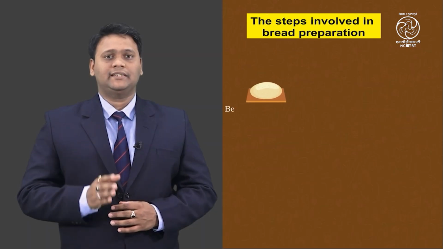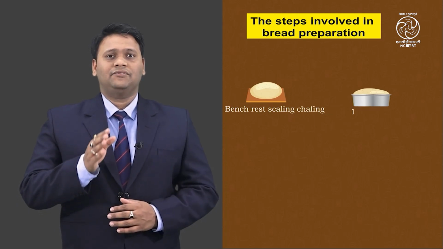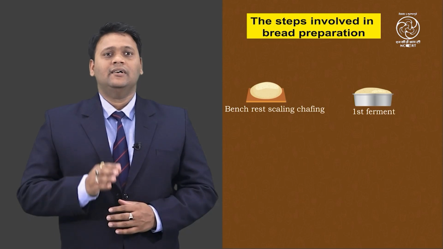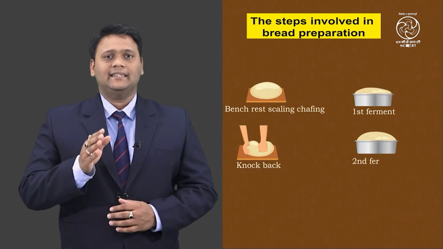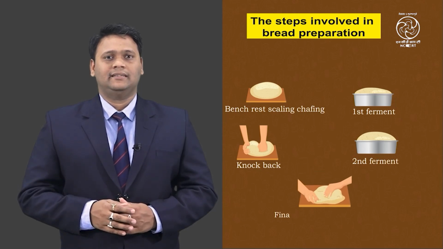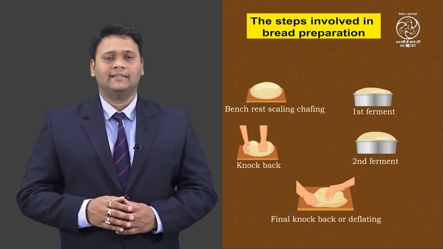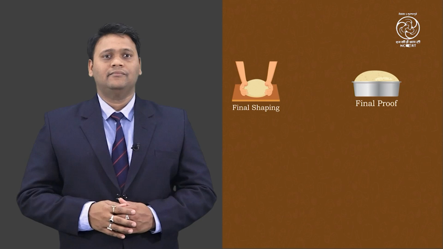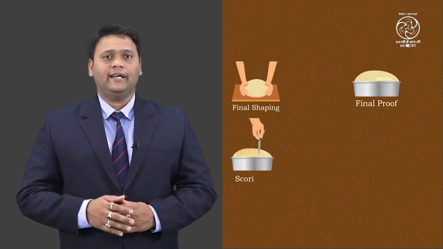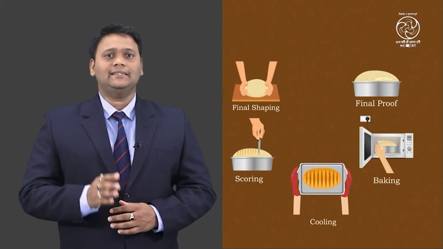Third is bench rest, scaling and chafing. Fourth is first ferment. Fifth is knockback. Sixth is second ferment. Seventh is final knockback or deflating. Eighth is final shaping. Ninth is final proof. 10th is scoring. 11th is baking. And last is cooling.